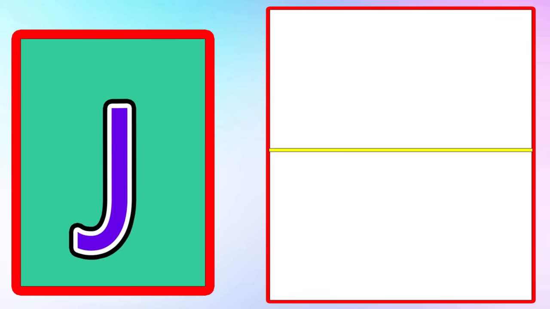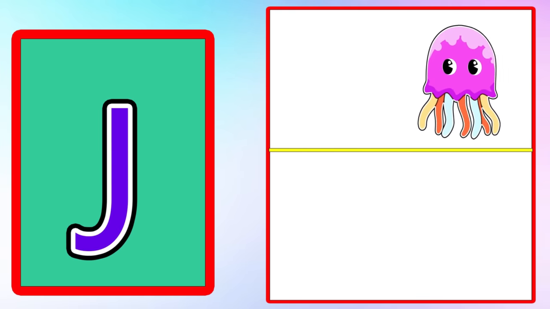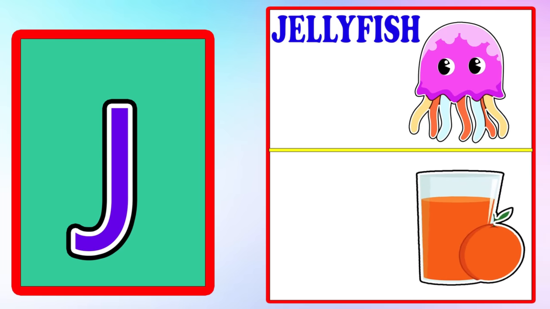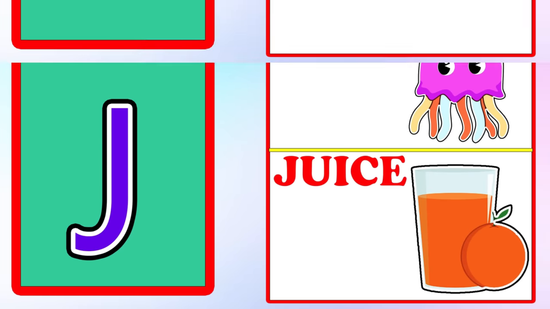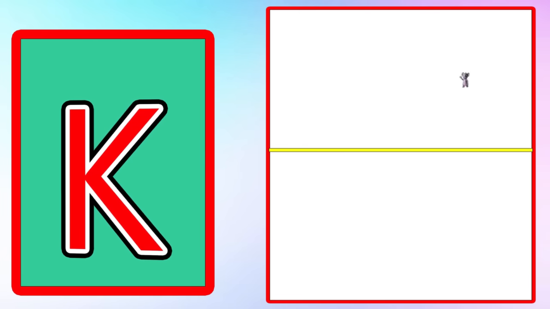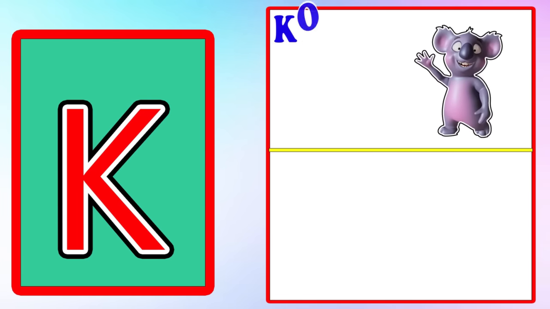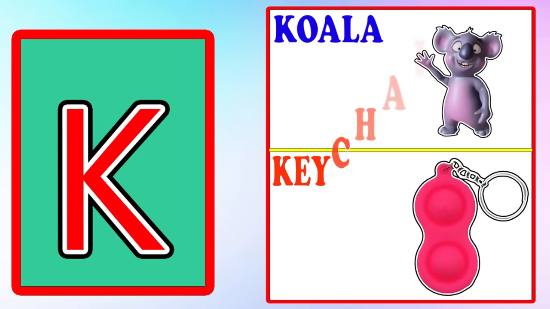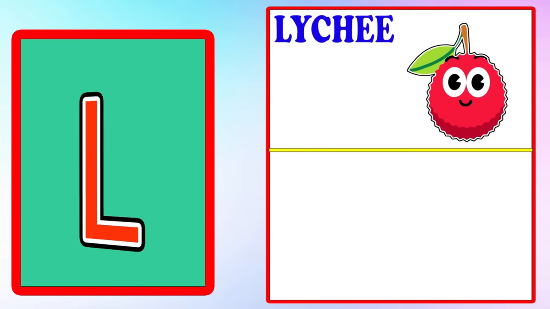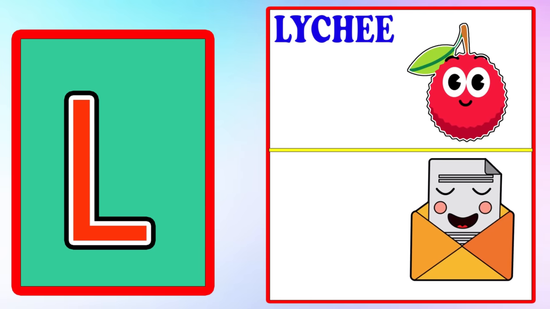J. J for jellyfish. J for juice. K. K for koala. K for keychain. L. L for lychee. L for letter.